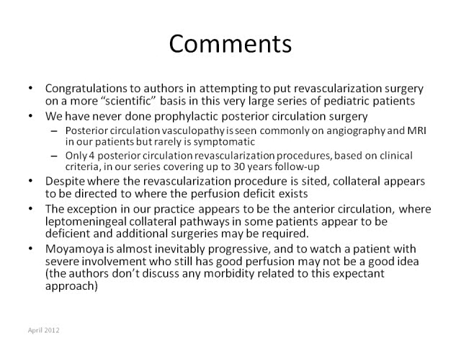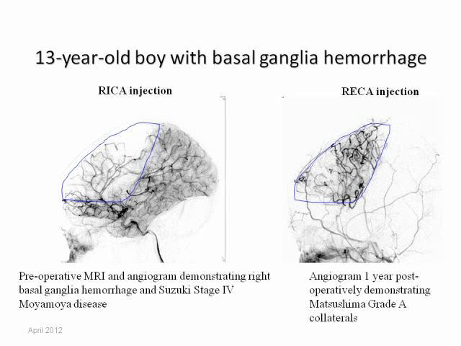Moyamoya is almost invariably progressive, and to watch a patient with severe involvement who still has good perfusion, I don't think is necessarily a good idea. And as I mentioned, the authors don't discuss any morbidity related to this expectant approach. And this is an example of a case where the collateral is redistributed to where it's needed.